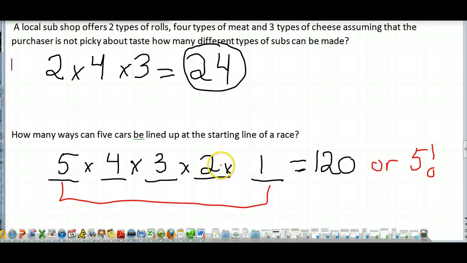For example, if I was lining 10 cars up at a race, and I had 10, 9, 8, 7, 6, 5, 4, 3, 2, 1, that solution, when you multiply them, is going to be quite a large number, so it might be easier just to say 10 factorial. So either solution is very valid. A look at the fundamental counting principle and how it allows you to determine the number of possible ways something can be done.